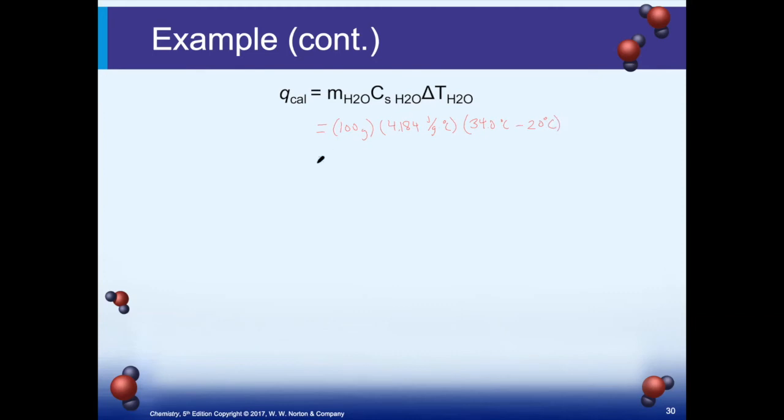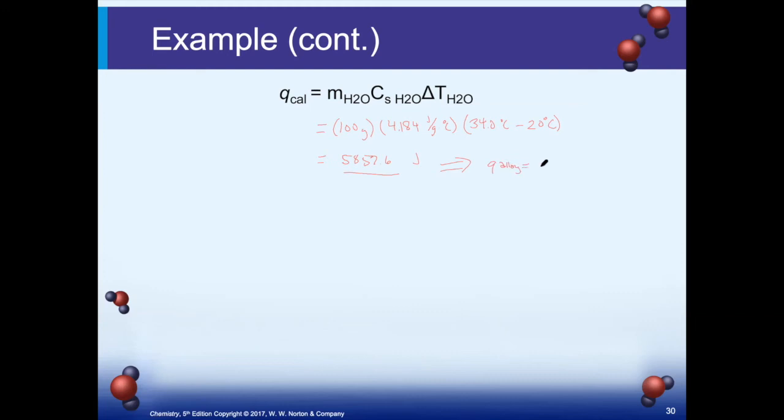That's going to give me a certain number of joules, and I'll do that calculation real quick, and you can do it along with me. So 100 times 4.184 times, open parentheses, 34 minus 20, close parentheses. So I get 5,857.6 joules.